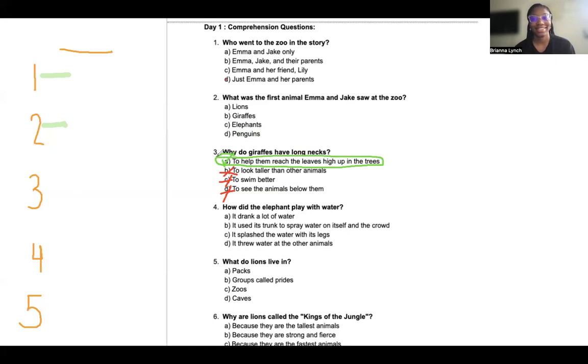Okie dokie. All right. Now we got to move on to the next one. So let's go ahead. And it says, how did the elephant play with the water? Did it A, drink a lot of water? Did it B, use its trunk to spray water on itself and the crowd? C, splash the water with its legs? Or D, throw the water to the other animals? So let's go back to our story.